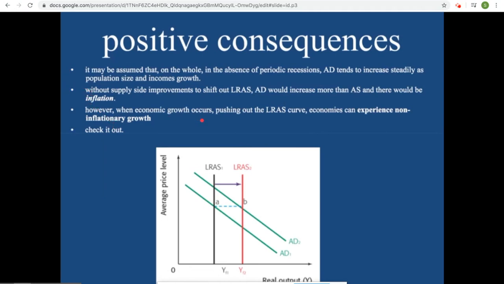However, when economic growth occurs, pushing out the LRAS curve. So, when we're not just talking about short term economic growth, but when we're talking about long term economic growth, where there's a shift in the LRAS outwards, economies can experience non inflationary growth, as you can see over here. So, from A to B, the economy has gone, and there is basically no inflation, right? It's still at this particular price level. So, that's a hugely positive consequence of economic growth, especially when we talk about it in the long term.